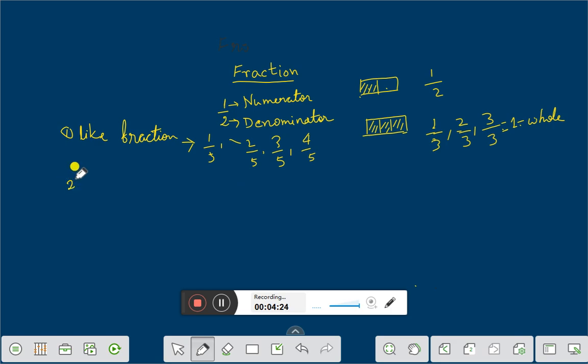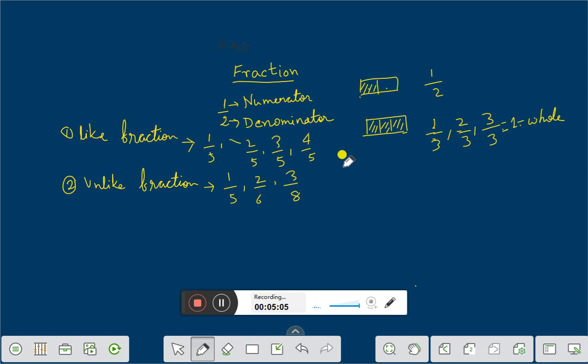There is another type of fraction. These are known as unlike fractions. Those fractions in which the denominator is not the same are known as unlike fractions. That is 1 by 5, 2 by 6, 3 by 8. These are known as unlike fractions because the denominator is not the same.